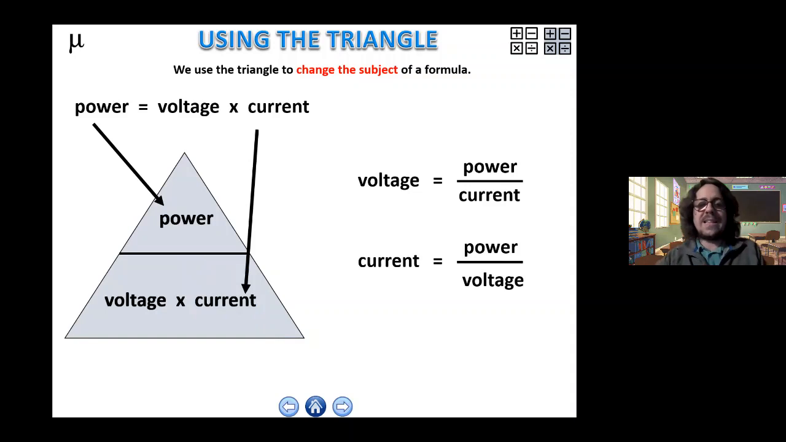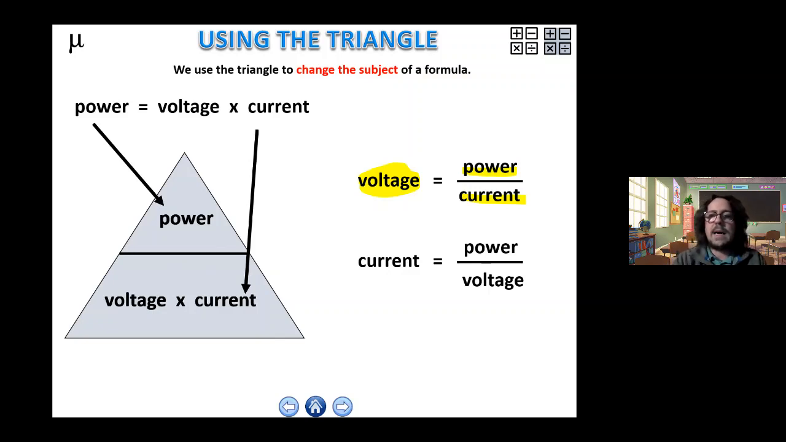So if a question asks me to work out voltage, and I've got information on power and current, then what I do is I cover up voltage, right? If I look at voltage here, that is equal to power divided by current. Okay, so voltage there is equal to power divided by current. That's what the line is showing us, right? You cover up the thing that you want, and whatever's left over is what the formula is going to be.